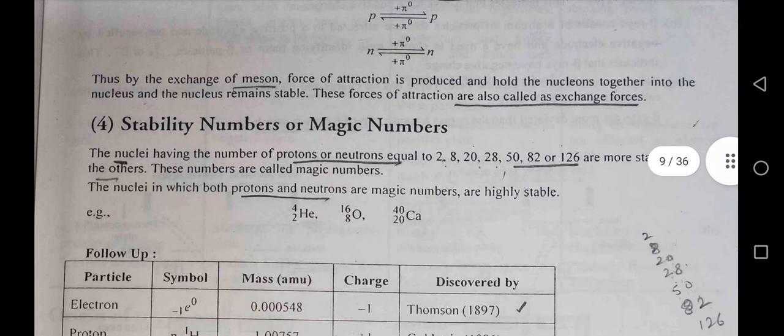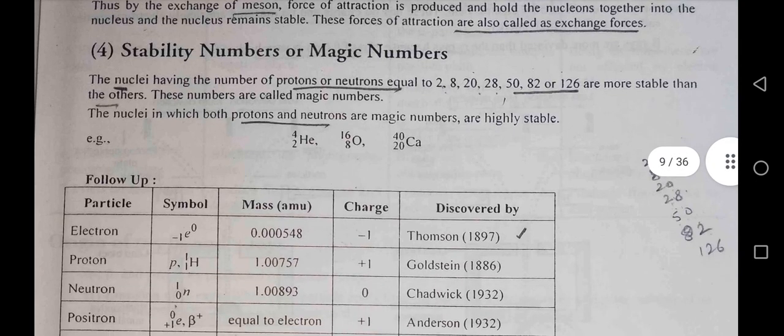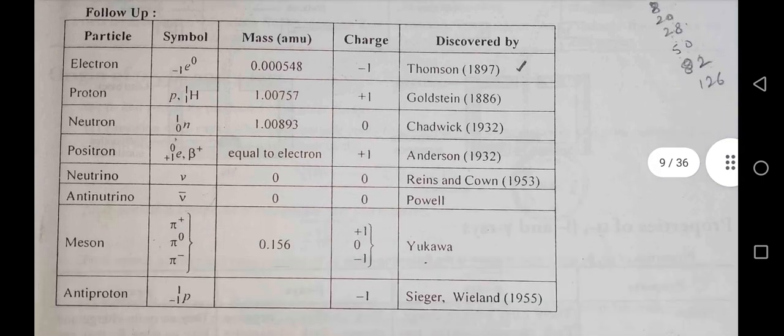Thus, by the exchange of mesons, a force of attraction is produced and holds the nucleons together in the nucleus, and the nucleus remains stable. These forces of attraction are also called exchange forces. Stability number or magic number. The nuclei having the number of protons or neutrons equal to 2, 8, 20, 28, 50, 82 and 126 are more stable than others. These numbers are called magic numbers. The nuclei in which both protons and neutrons are magic numbers are highly stable.